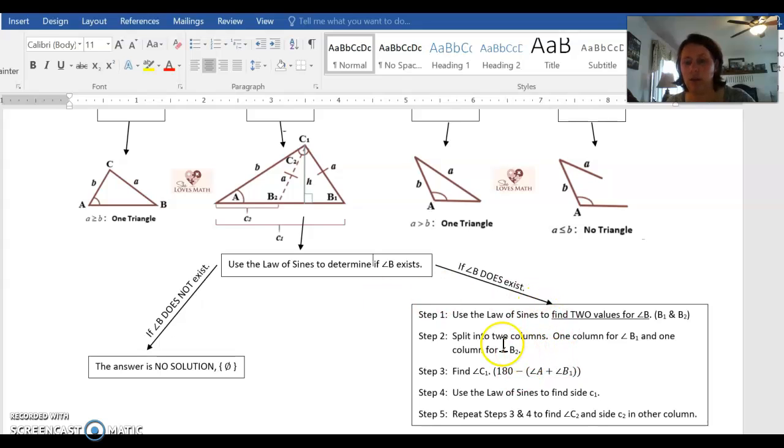Step 1, use the law of sines to find two values for B. Find B sub 1 and B sub 2. Then we're going to split that into two columns so that we have two separate spaces to work, because what we're really finding is two separate triangles.